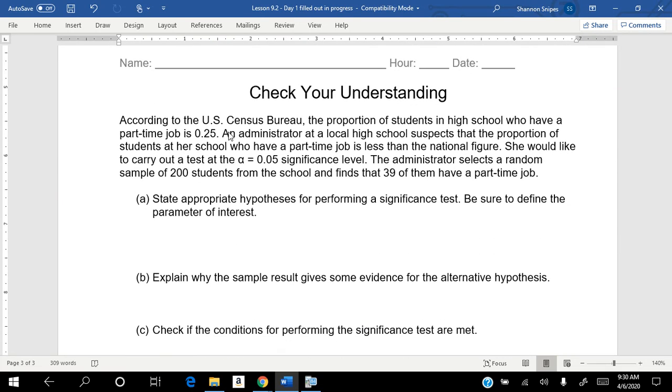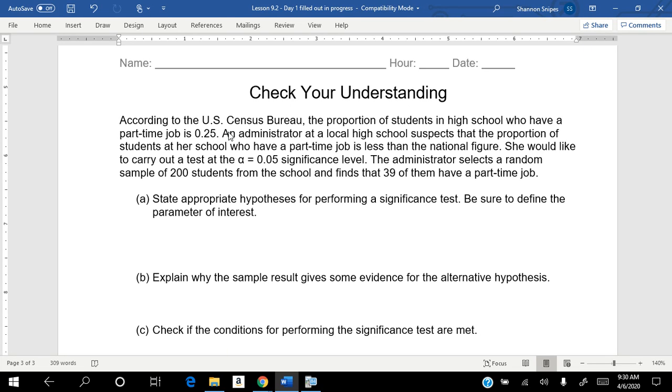According to the U.S. Census Bureau, the population of students in high school who have a part-time job is 0.25. An administrator at a local high school suspects that the proportion of students at her school who have a part-time job is less than the national figure. She would like to carry out a test at the alpha equals 0.05 significance level. The administrator selects a random sample of 200 students from the school and finds that 39 of them have a part-time job. Let's state the appropriate hypotheses for performing a significance test.